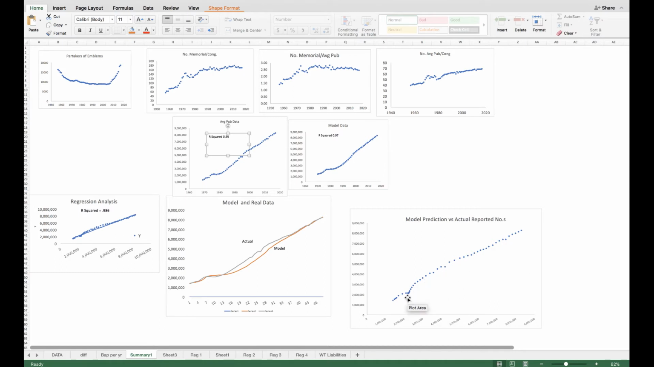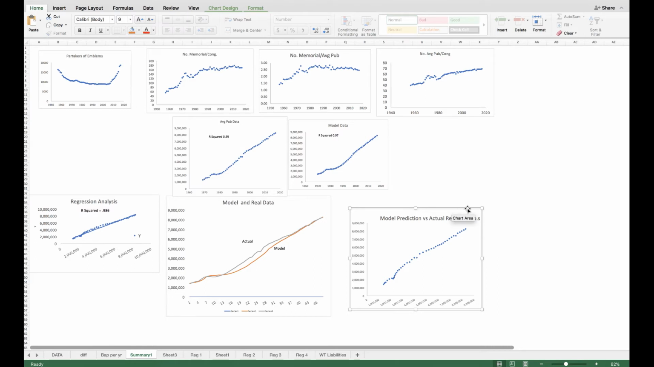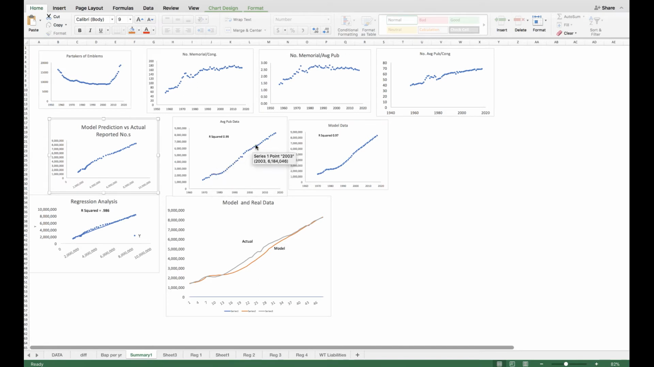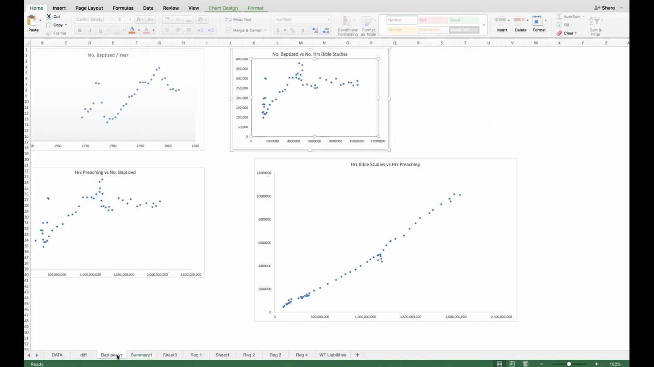The growth rate is suspect, the fact that I can develop a model that gets such close results. So there are several giveaways on this: the tightness of the data, how smooth it is, how favorable it is to the organization. It shouldn't be that tight. I shouldn't be able to model so closely. And this is very enlightening, that the number of baptisms is really independent of the amount of preaching that's going on.